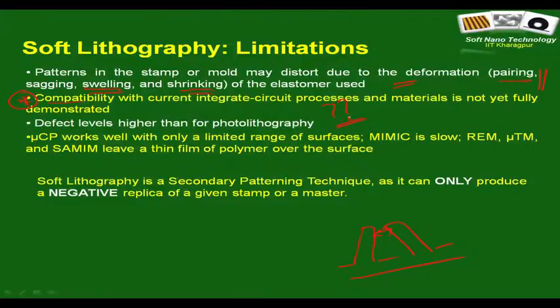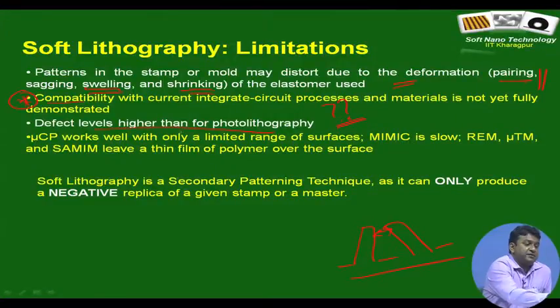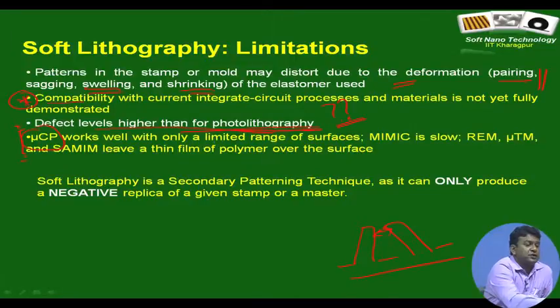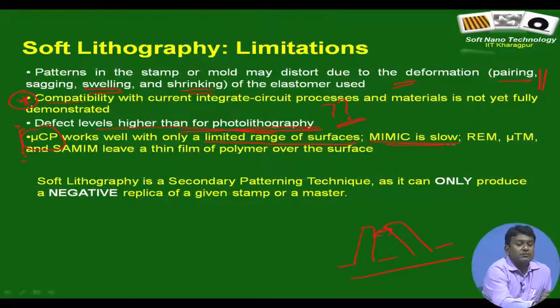Of course, the defect levels are higher because you can't achieve that level of control that you have in photolithography. This is important, and you should now understand that each of the techniques is very specific. So, soft lithography as a whole is very wide, but many of the techniques are very specific and they have their limitations. For example, micro contact printing works on a limited range of surfaces. You just saw that you need to have the appropriate surface so that the silane can bind. MIMIC is slow, not suitable for large area patterning.